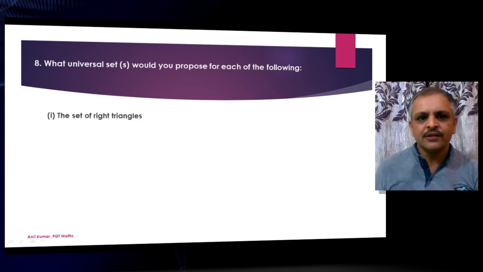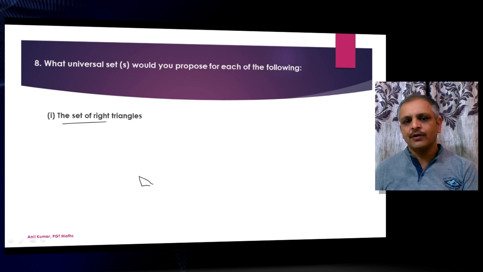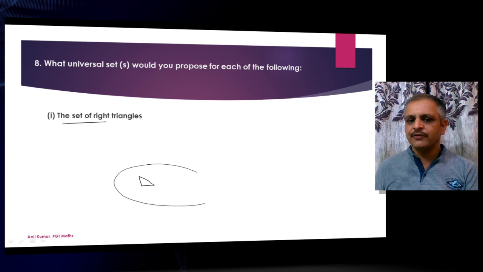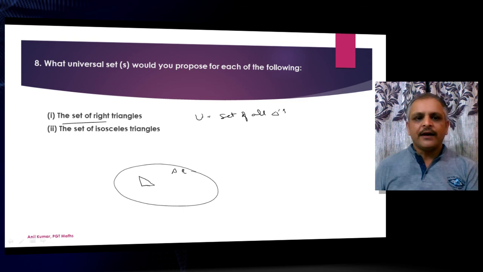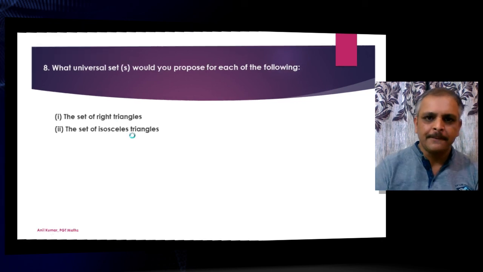So what universal set can you suppose for this one? The set of right triangles. See, if I am talking about right triangles, they will be included in all the triangles. If you have a set of all the triangles in a plane, that means right triangles will be part of that. So the universal set will become the set of all triangles. And for the set of isosceles triangles, the same set we can use. That means when I am saying the set of all triangles, isosceles triangles will also be a part of that. So in that way we can find the universal set.